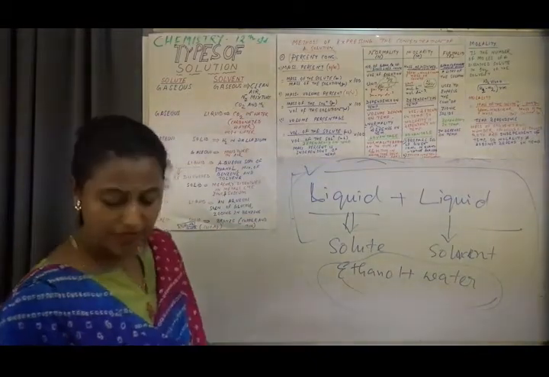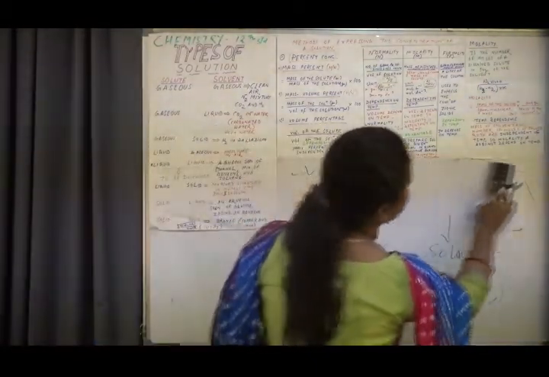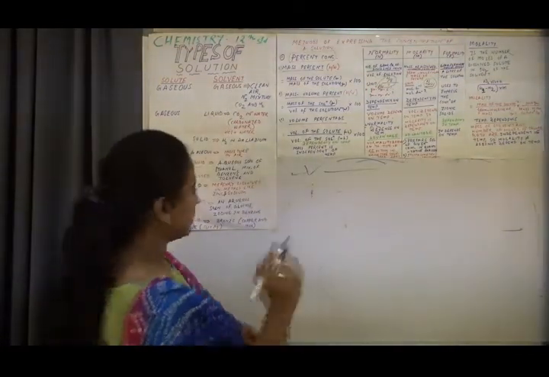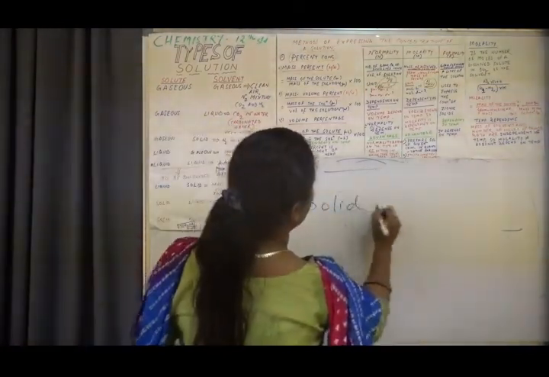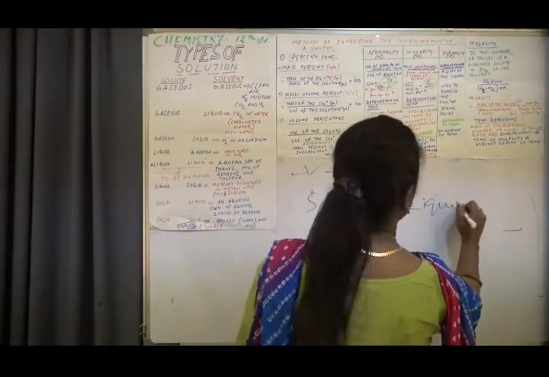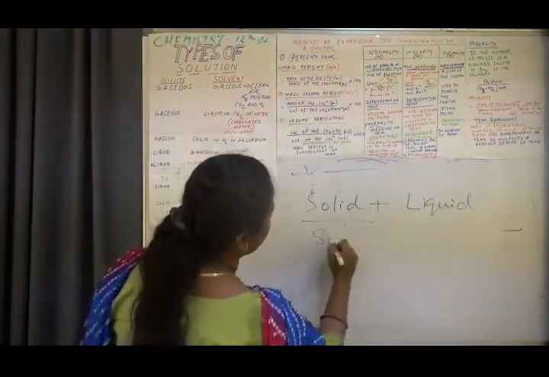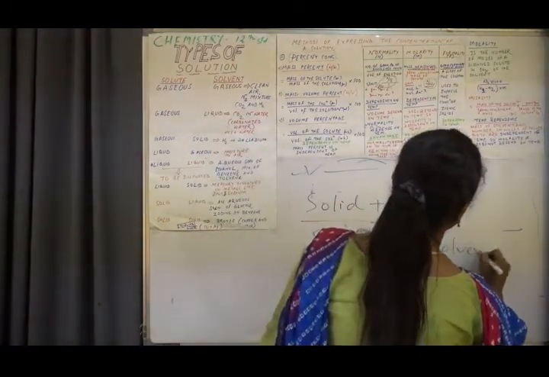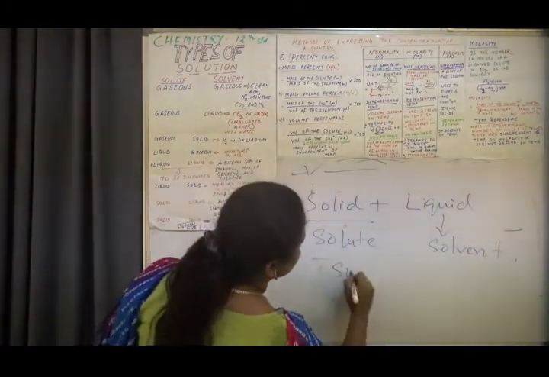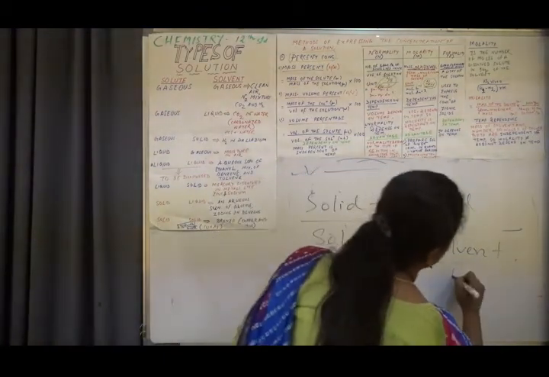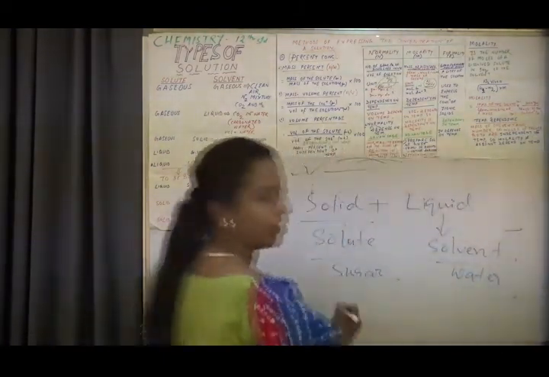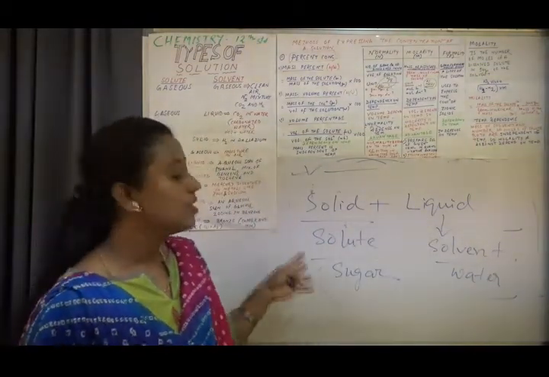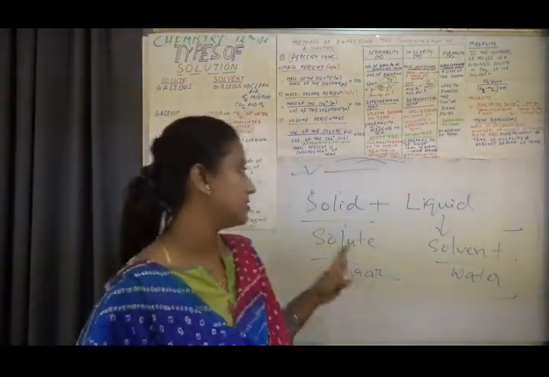And there are lots of examples covering the various types of solution. Solid and liquid, solid plus liquid. In this case, the solid is the solute and the liquid is the solvent. This is very common. Solute sugar, then water. This is a very common one, in which the solute is the sugar and the solvent is the water, to make a sugar solution or salt solution, like this type.